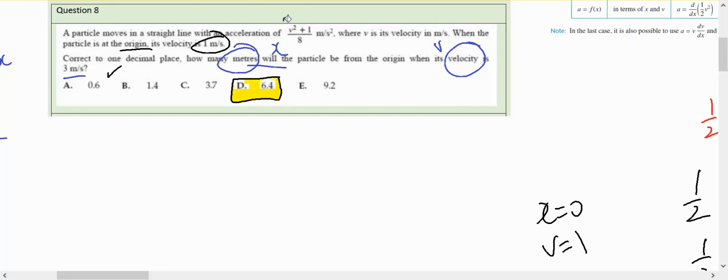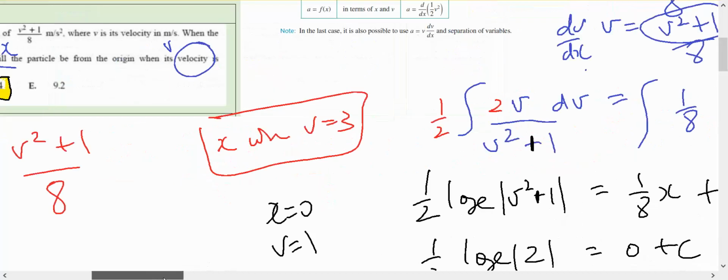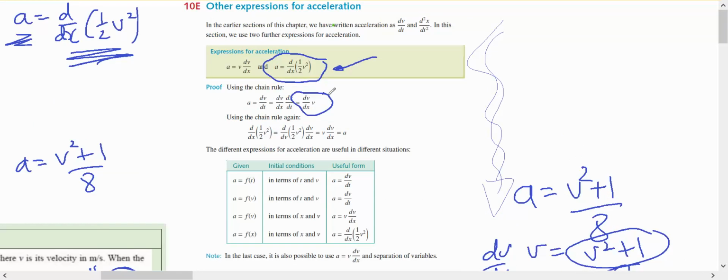But to recap, because I had an expression for acceleration that was a equals v squared plus 1 on 8, and I needed to find x when v equaled 3, I replaced a with a substitution that involved x and v, and the one I chose was this one.